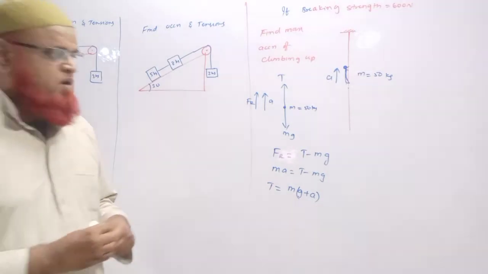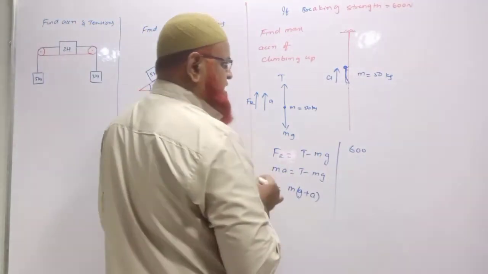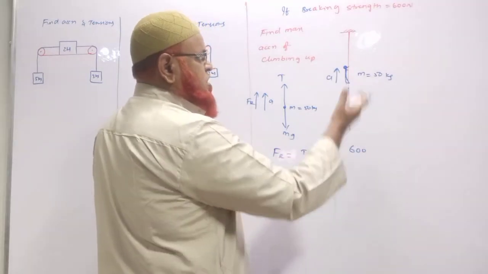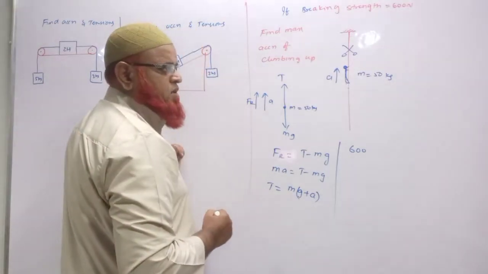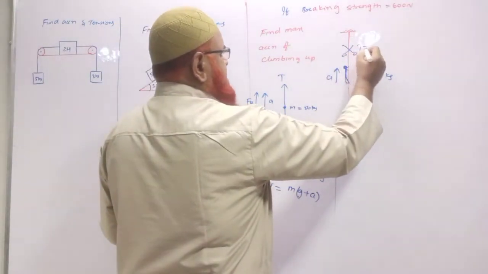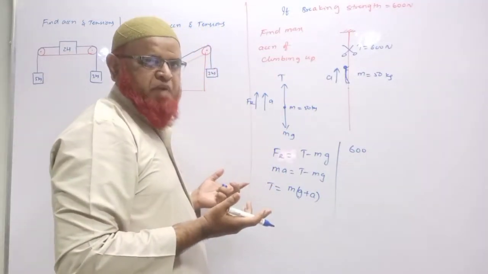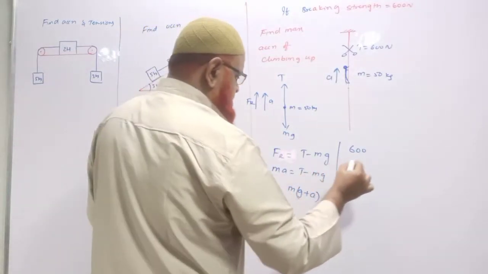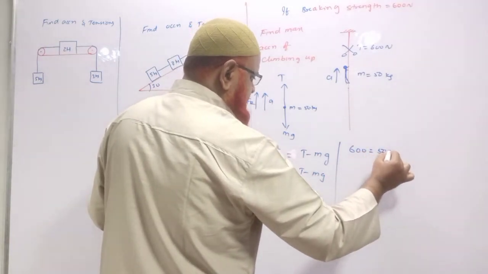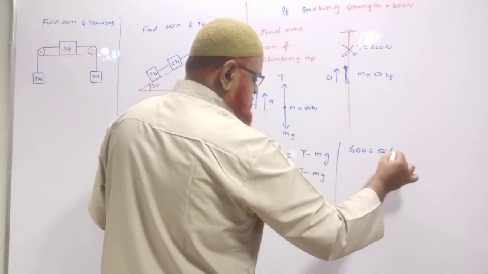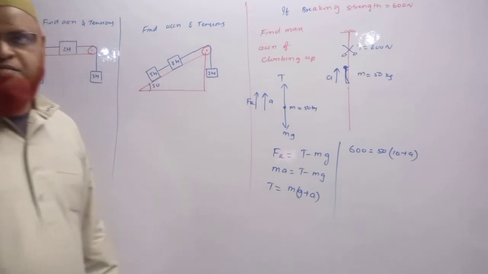That's it. Okay, so can you do this one now? In the place of tension you have to write 600, because it is a limit. Beyond that the string is going to break. That's why it is called breaking tension, which is 600 newtons. Beyond that it cannot withstand, it is going to break. Therefore, 600 is equal to 50 into (10 plus a). You have to find out what the acceleration is here.